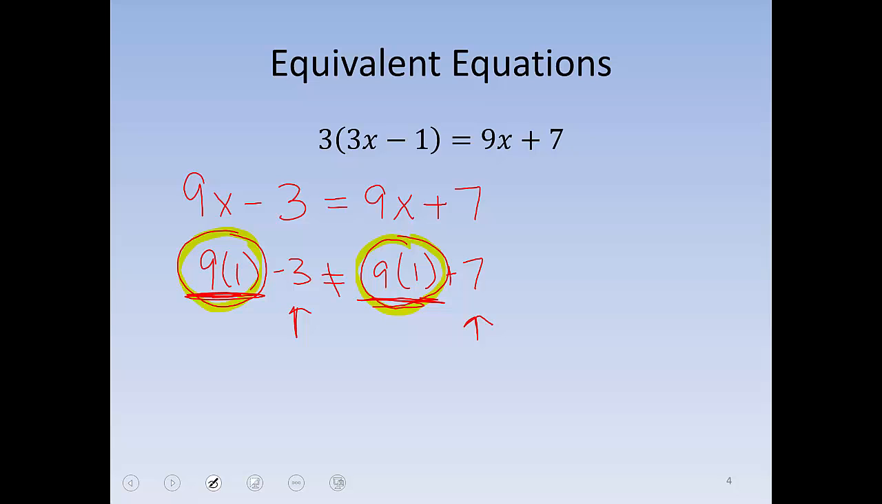Okay, so if we were to continue and I were to move the x's to the same side, if we were at this stage right here, and I were to move the x's to the left-hand side by subtracting 9x from both sides, I'd end up with a statement of 3 equals 7, and you'd say, well, that's not true. I agree with you, it isn't true, which means that this is called a contradiction.